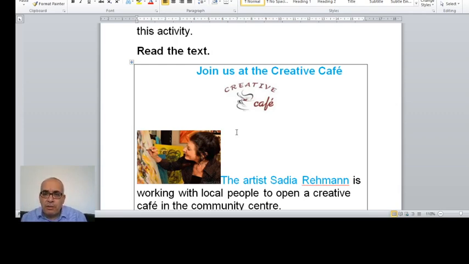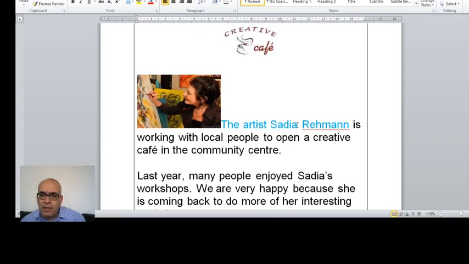Means they are inviting you, and they can see Creative Cafe. So this text is about Creative Cafe, and they are inviting me to go to the Creative Cafe. I can see a picture of a woman. She is drawing. Maybe she is an artist. Of course she's an artist. So I can see all this in front of me, and then I can see the artist Sadia Rahman. So she is the artist. This is her name.